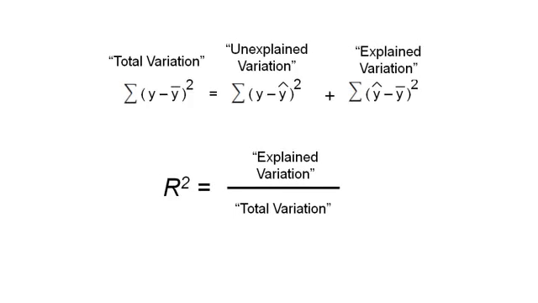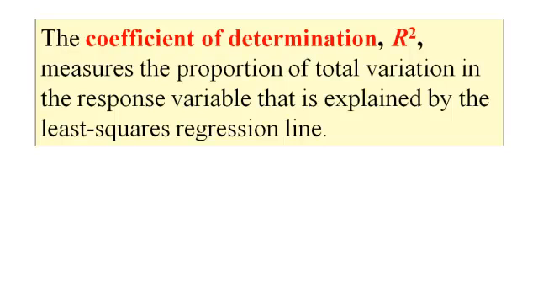So now, if we consider the fraction of the explained variation divided by the total variation, then this is the proportion of the total variation in our y variable that's explained by the regression model. And this is what's known as the coefficient of determination, or, as it's more commonly known, r squared. So the coefficient of determination, or r squared, measures the proportion of the total variation in the response variable, that's the y, that's explained by the least squares regression line.